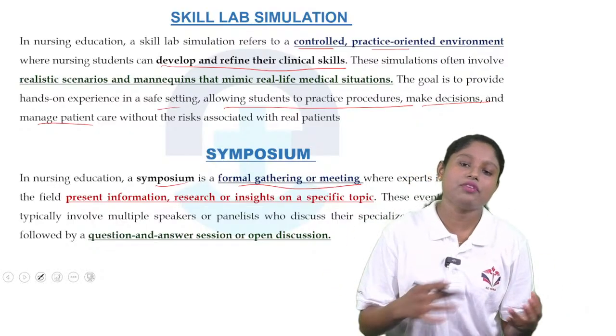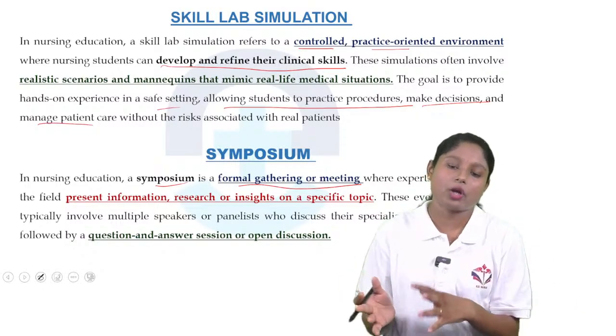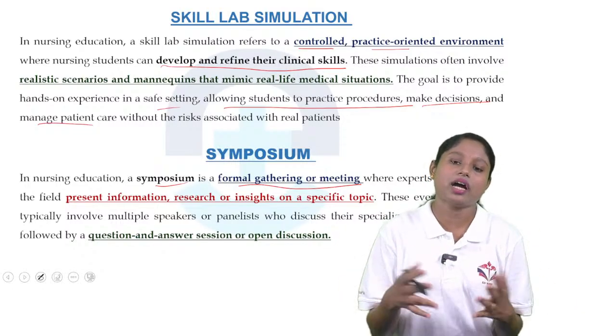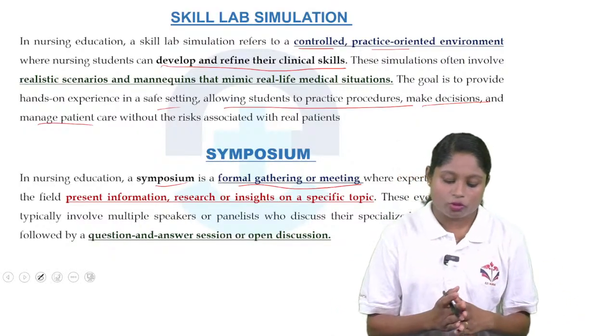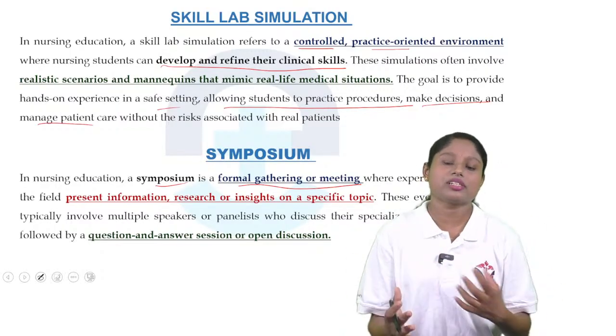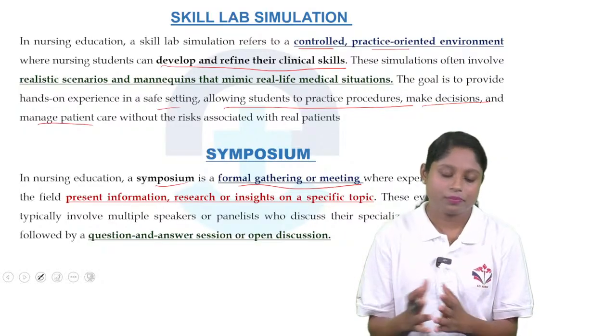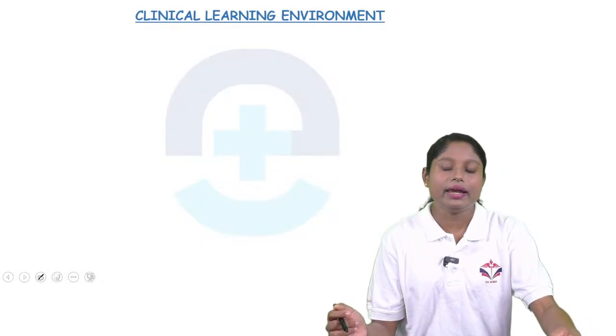Everyone will address some kind of topic, followed by the person. We can have an open discussion, or a question and answer section will be there. So that is symposium. It's a formal gathering or a meeting of expert people to discuss some topics. Yes, clear? Yes. So now we will move to clinical learning environment.